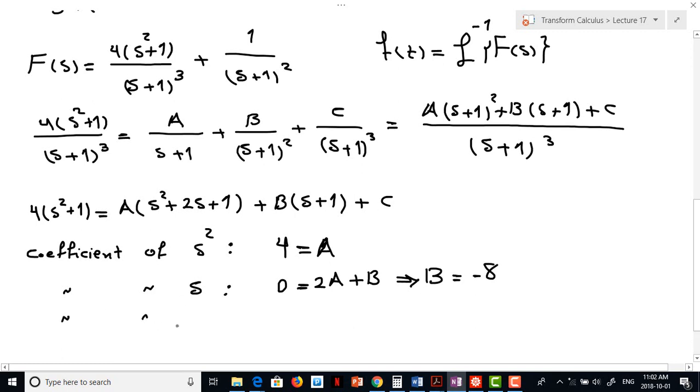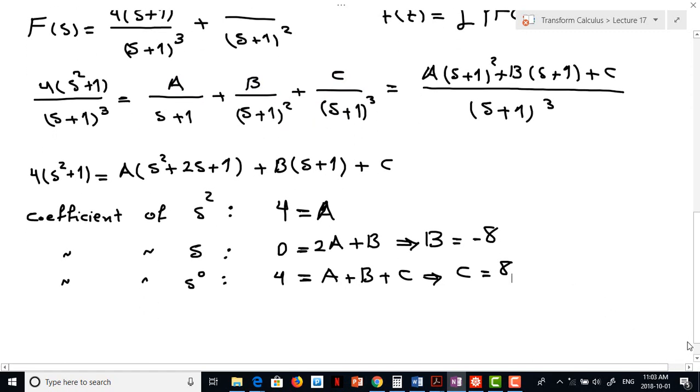Now we look at the coefficient of s to the power of 0, the constant values. On the left hand side we have 4. On the right hand side we have A times 1, so it's A, plus B times 1, so it's B, plus C. We already have A and B, so we can easily find C. C is equal to 4 minus A minus B, which is 4 minus 4 plus 8, so C is equal to 8. So we could find A, B, and C.